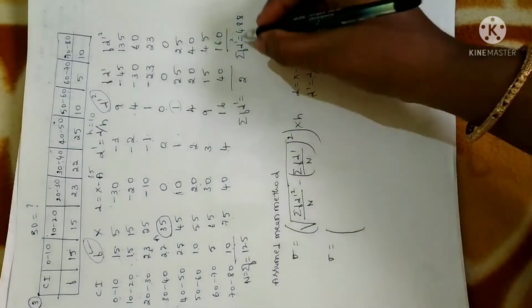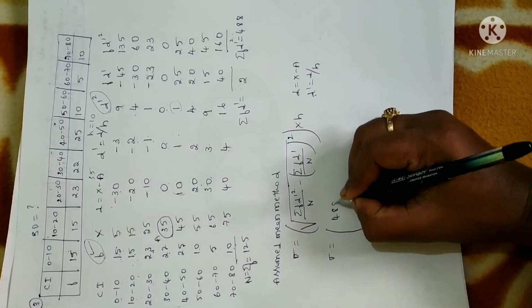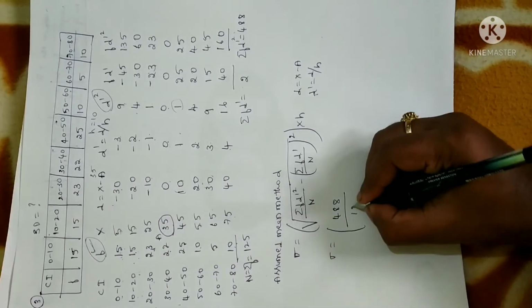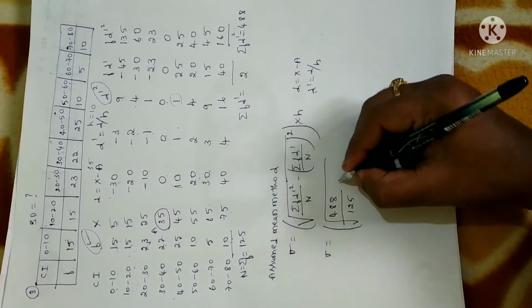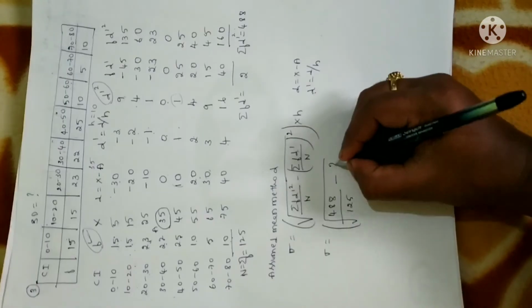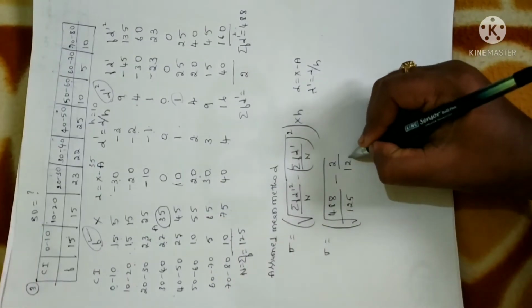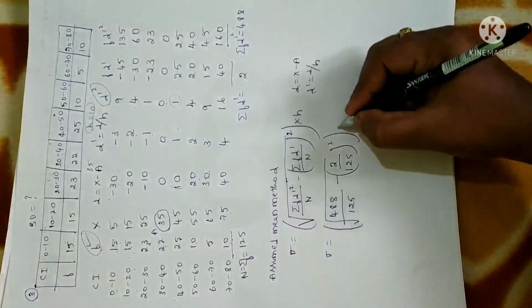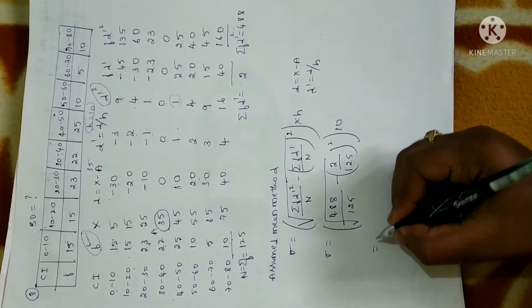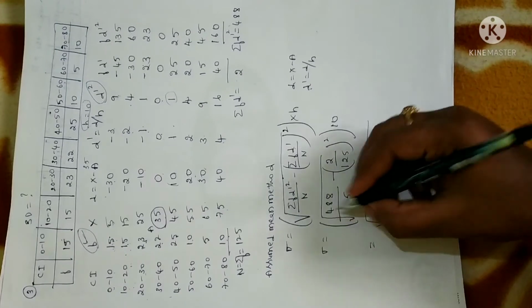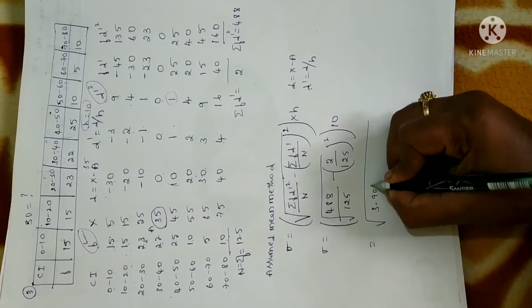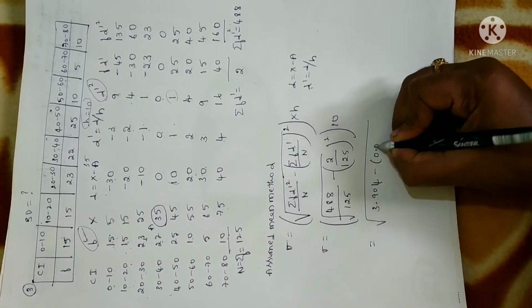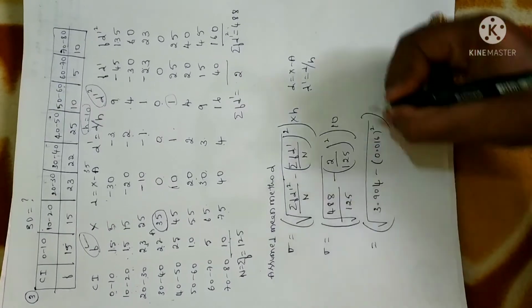f d dash square is 488. So 488 divided by n is 125. Put square root here. Minus sigma f d dash is 2 divided by n is 125, whole square, into h is 10. Common difference, it is 10. Now let me simplify. So it is square root of, you will get 3.904 minus 0.016 whole square into 10.